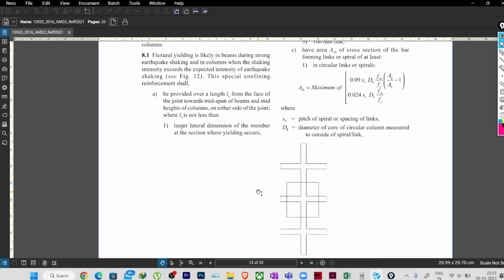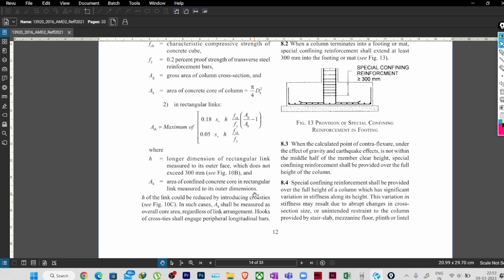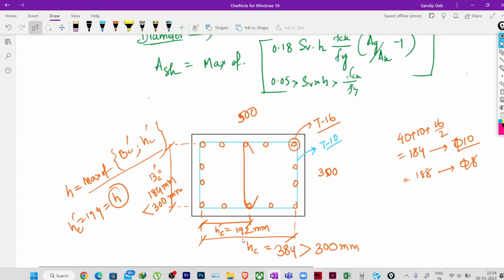Which does not exceed 300 mm, it has said. And also said that the longer dimension of the rectangular link, measured to its outer face, does not exceed 300. Fine. Okay. So in our case, it will be 192 mm. So H equal to 192 mm we have considered.